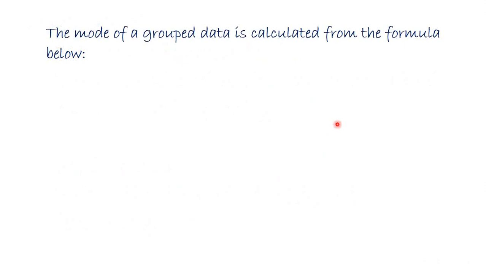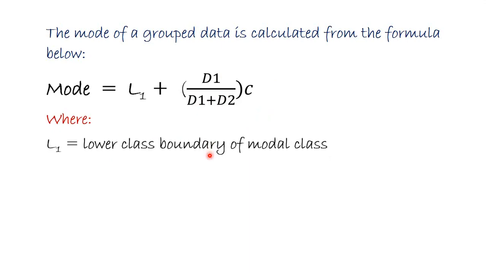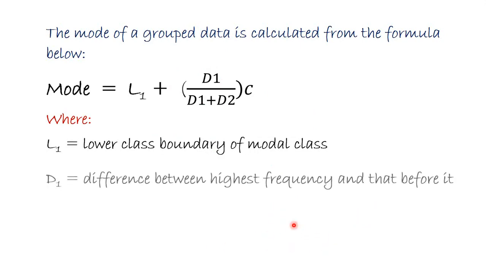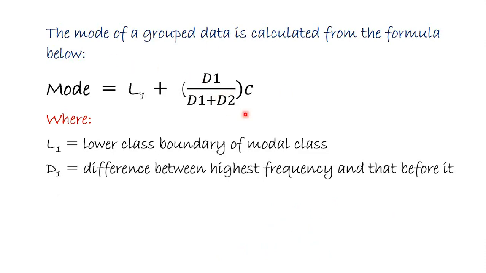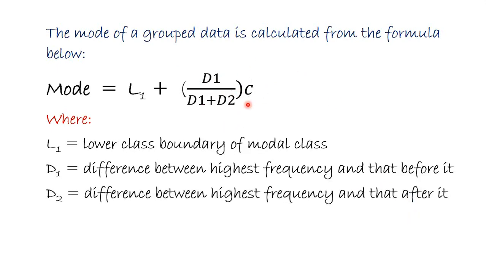So the mode of grouped data is calculated from the formula below. That is, mode is equal to L1 plus D1 divided by D1 plus D2 times C, where L1 is the lower class boundary of the model class, D1 is the difference between the highest frequency and that before it, D2 is the difference between the highest frequency and that after it, and C is the class width.